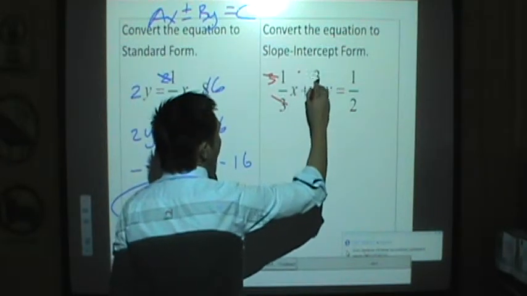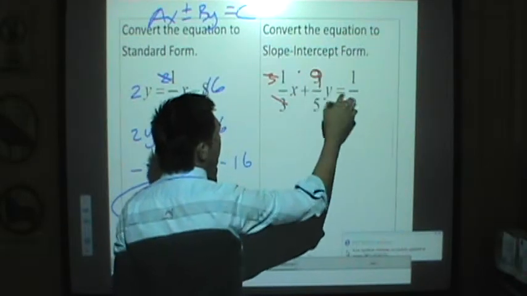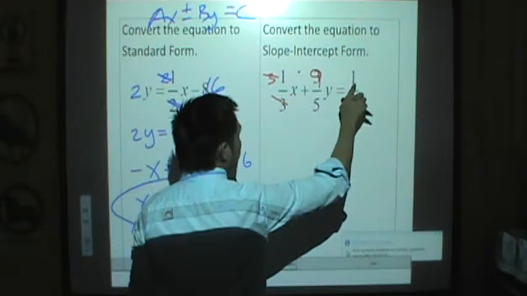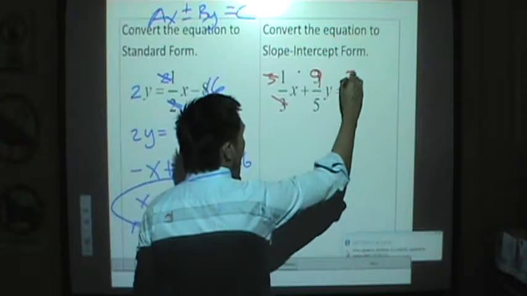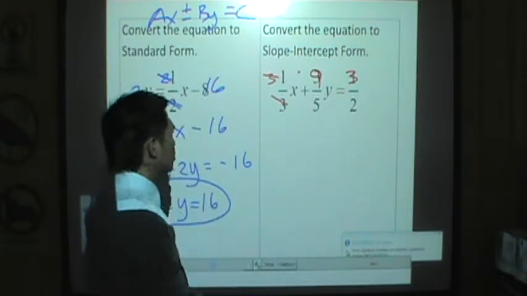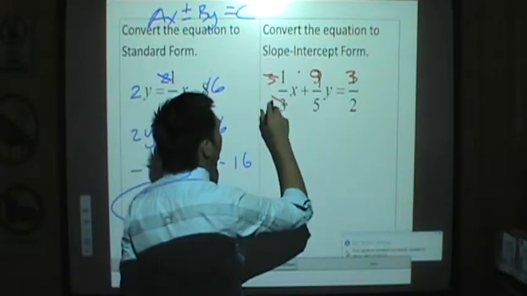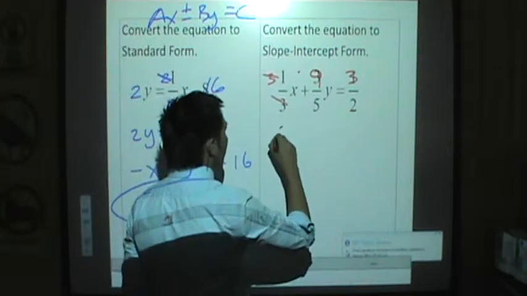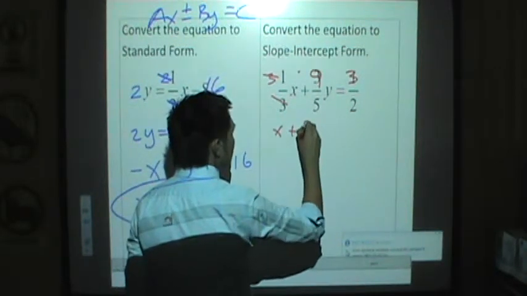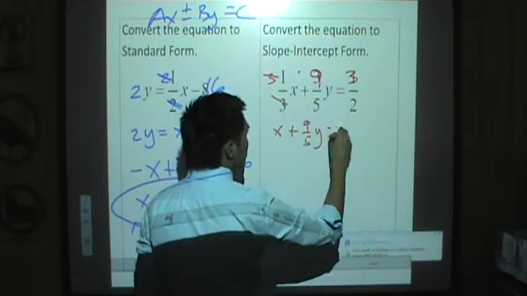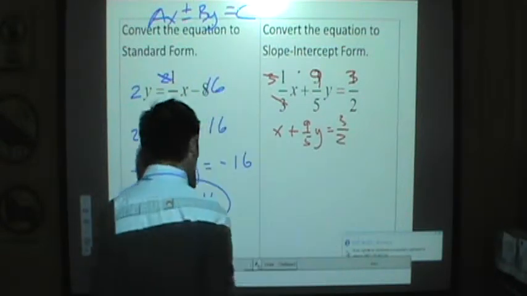Multiply this by 3. 3 times 3 is 9 over 5, and then 3 times 1 is 3. So now we have 3 over 2. So we just got rid of 3, and now we have x plus 9 over 5y equals 3 over 2. Now let's get rid of the 5 this time.